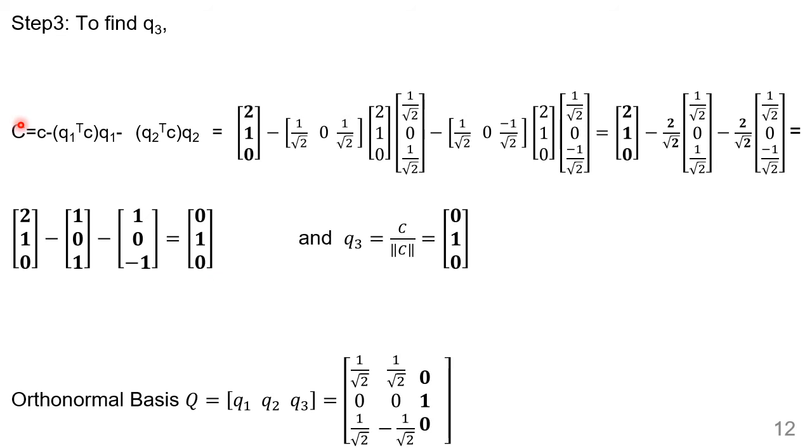Once I know the component C, I can get Q3 by dividing C by its length. When I divide it by its length, I am going to get this as 0, 1, 0. So now I have got 3 orthonormal bases, Q1, Q2, Q3. When I put it in the form of a matrix, I am going to get the Q. That is 1 by root 2, 0, 1 by root 2, 1 by root 2, 0, minus 1 by root 2, 0, 1, 0.